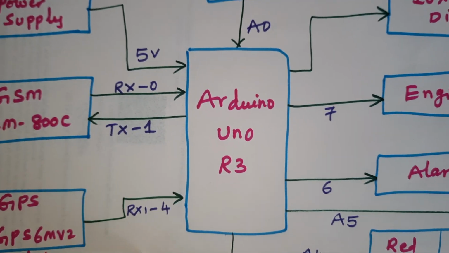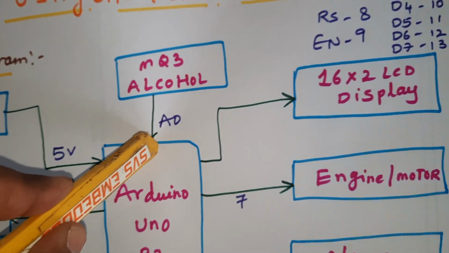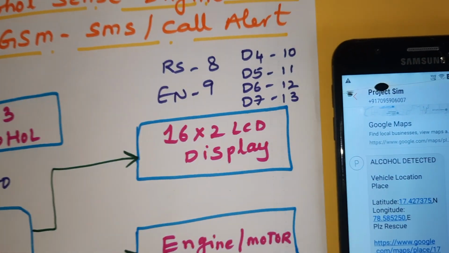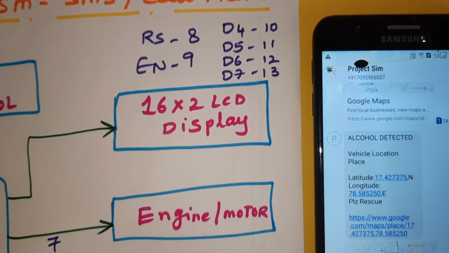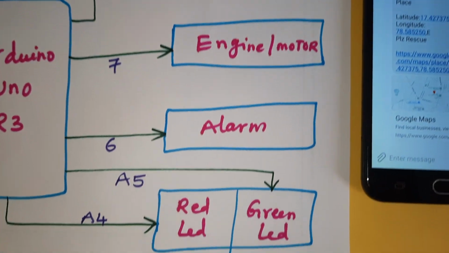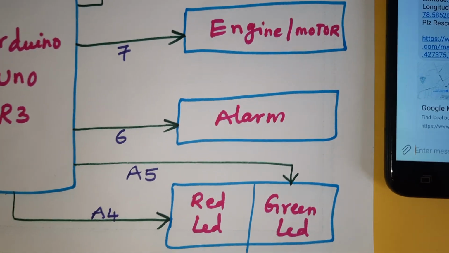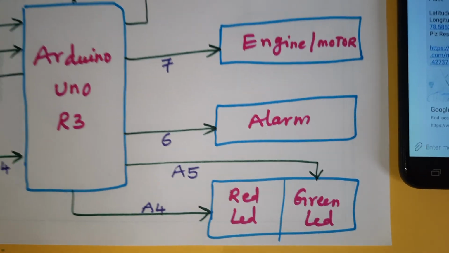These are the GPIO pin numbers of the Arduino board. The MQ3 alcohol sensor is connected to A0. The 16x2 LCD display is connected with RS, enable, D4, D5, D6, D7, and pins 8, 9, 10, 11, 12, 13. The engine is connected to the 7th pin, the alarm to the 6th pin, and the red and green LED indicators are connected to A4 and A5.